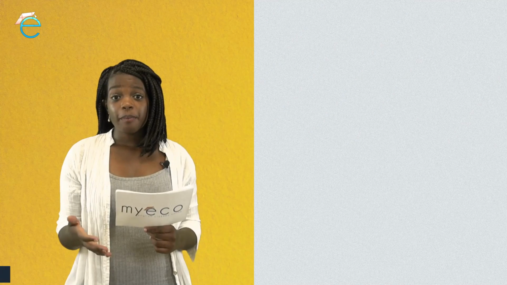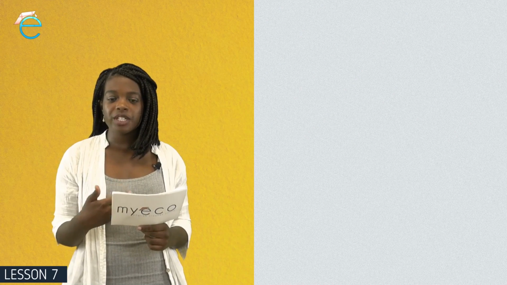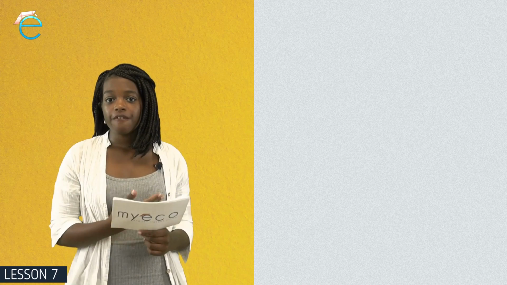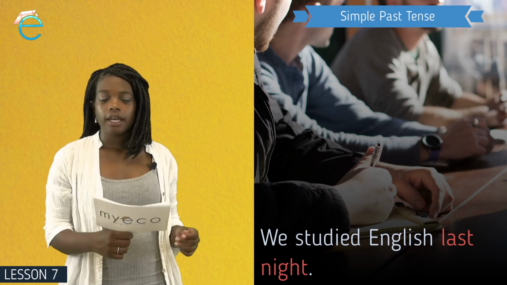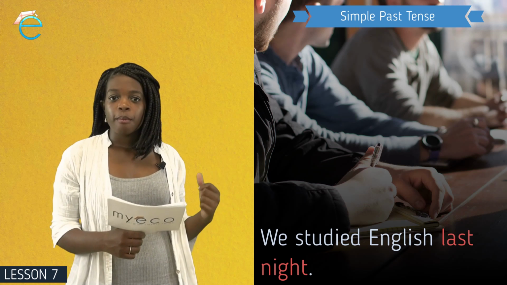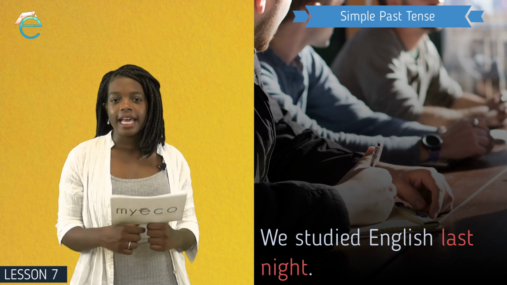Let's look at some examples and compare it to the difference between simple past tense. We use simple past tense for things that occurred in the past, and they show us when those things happened. For example, we studied English last night. The studying is in the past, but more importantly, in this sentence, last night shows me that it is a past tense sentence.